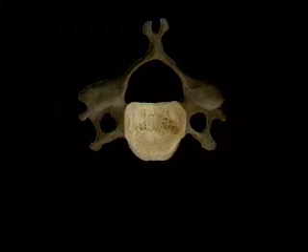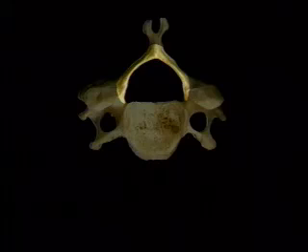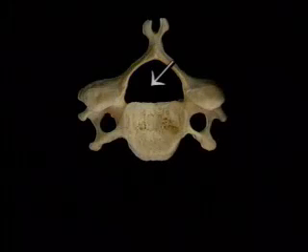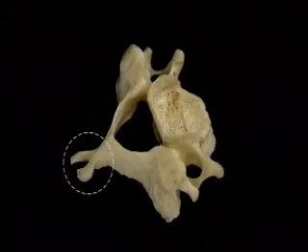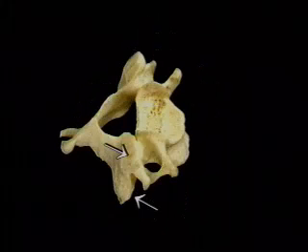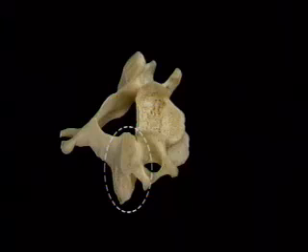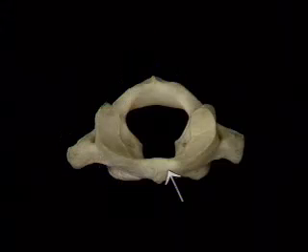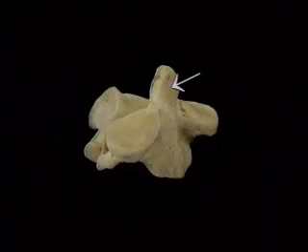On a typical cervical vertebra, here's the body, the neural arch, the vertebral foramen, the spinous process, the transverse processes, the articular surfaces, and the articular pillar. On the atlas vertebra, here's the anterior arch, the posterior arch, and the lateral bodies. On the axis vertebra, here's the odontoid process.